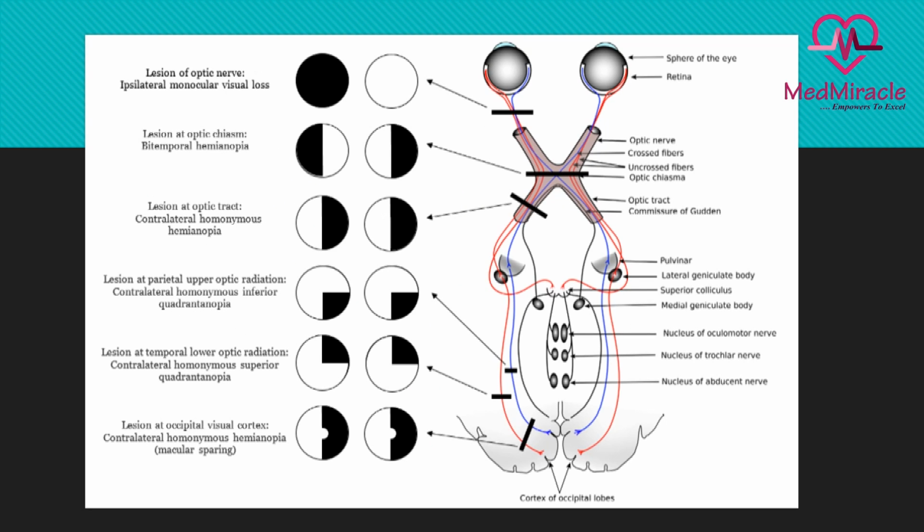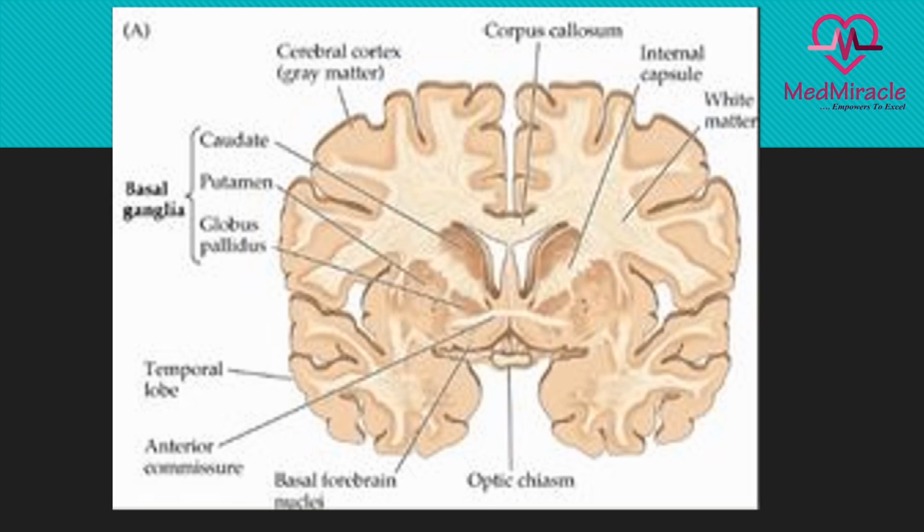This again is another type of question that can come from the cranial nerve nuclei. Here the various lesions in the optic tract, the pathway of the optic tract or the optic nerve have been shown, and what kind of field defect they will cause. So this is again a very important question that can also be classified under cranial nerves, the sensory cranial nerves.